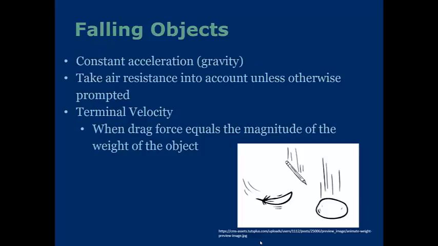When it comes to motion, a very classic example that you may see on the test is that of falling objects. This is a constant acceleration because falling objects are susceptible to the gravity of their environment. It takes air resistance into account unless otherwise prompted on the test. One situation that I would recommend you commit to memory is terminal velocity, which is when the drag force equals the magnitude of the weight of the object.